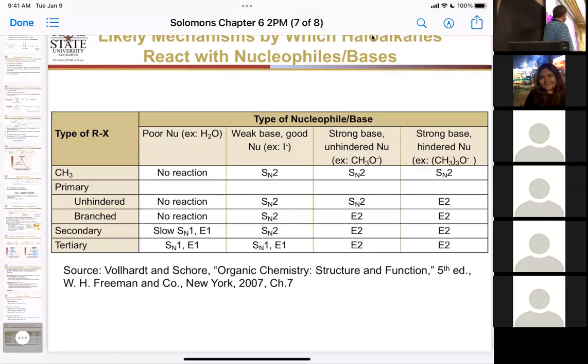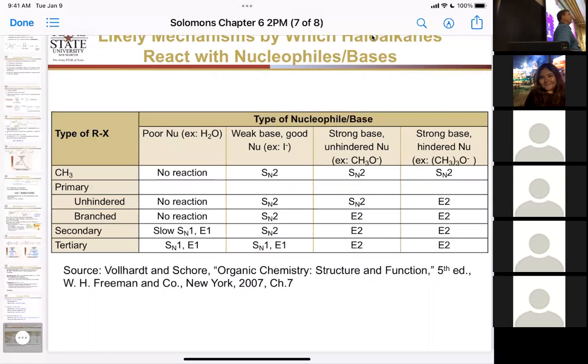Primary methyl alkyl halide, the first thing here is a methyl, okay? If we have a poor nucleophile, nothing happens, okay? It can't form a carbocation, it doesn't want to do anything, so it can't do anything. But if you have a good nucleophile that's not very basic, it's going to do substitution. Okay. Now, if you have a good base that's not hindered, it's going to do substitution.